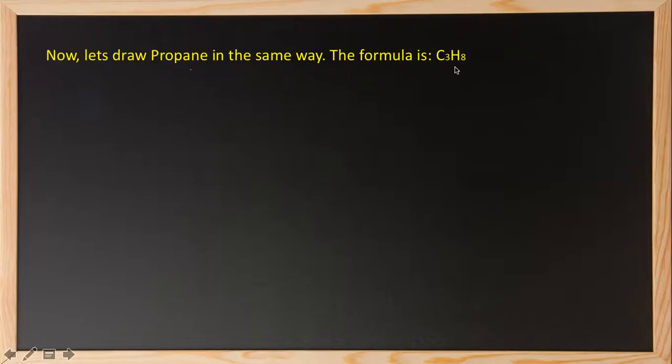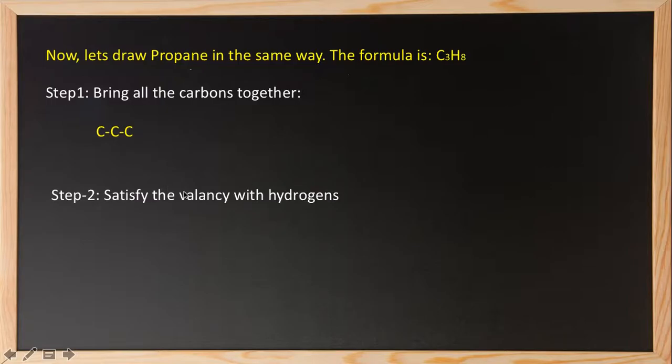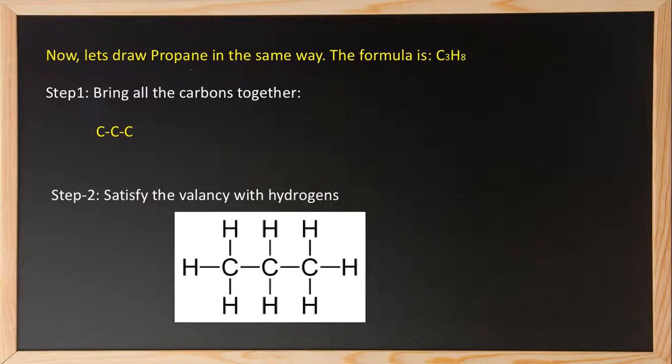It is C3H8, so we have 3 carbons. Again, let's follow step 1. Bring all the carbons together. There are 3 carbons, so we brought 3 carbons together. Step 2, we need to satisfy the valency with hydrogens. So this is the structure. This carbon will have 3 to satisfy its valency. This carbon also will have 3. But the middle carbon will just have 2 because it is already bonded by 2 carbons on either side.